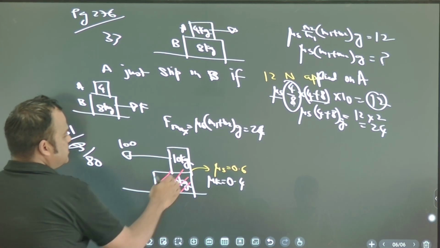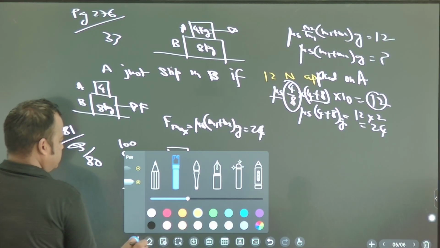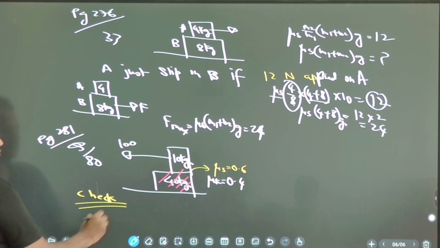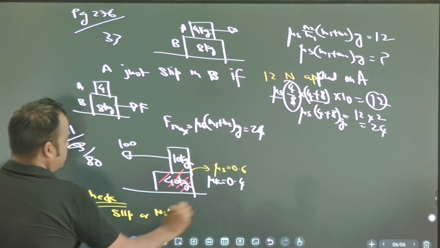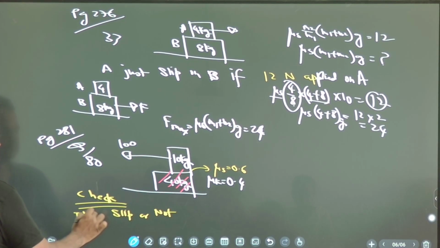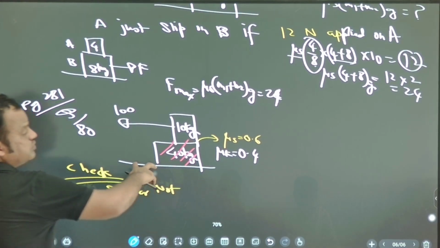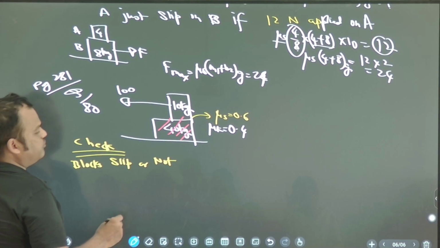Tell me. Means first you check whether it slips or not. Check if the blocks slip or not. What is the value of it? Is it case 1 or case 2? Case 2. In case 2, what is the maximum force?